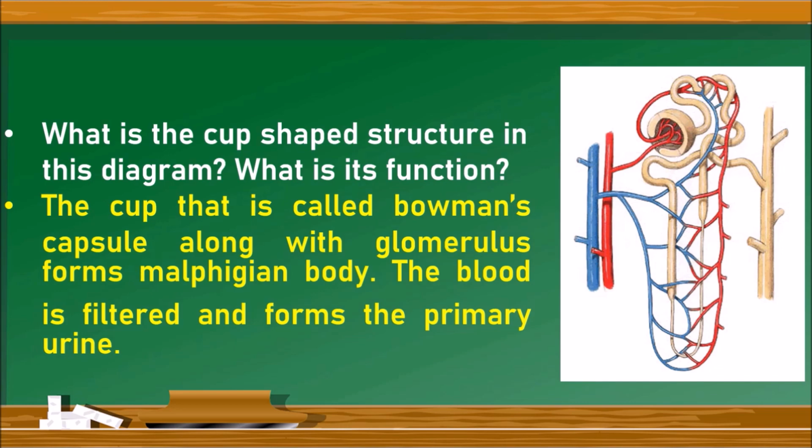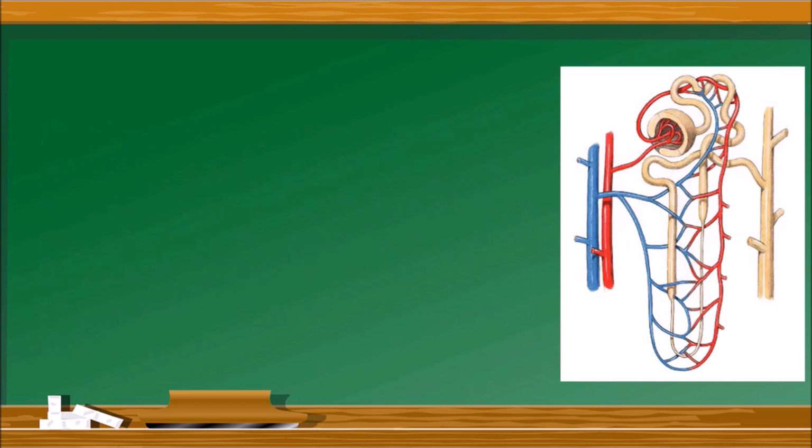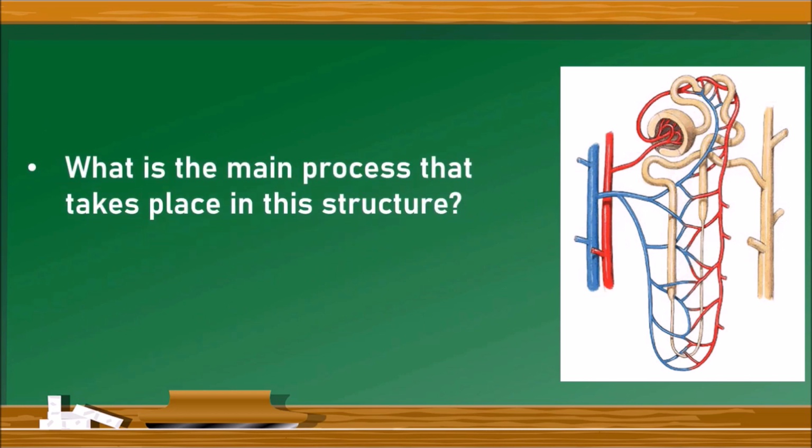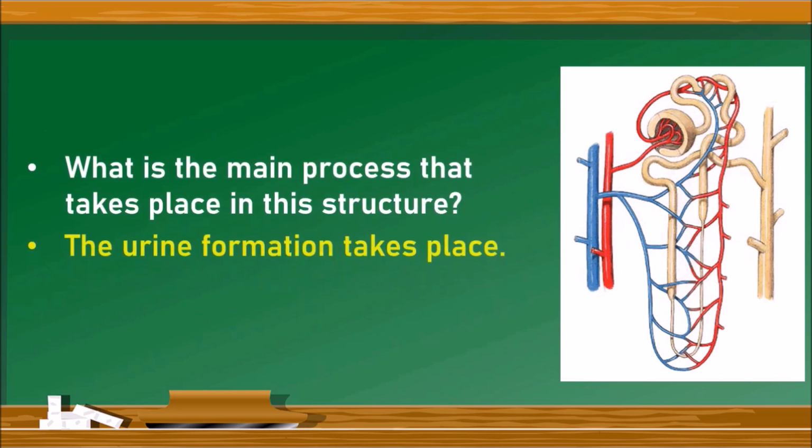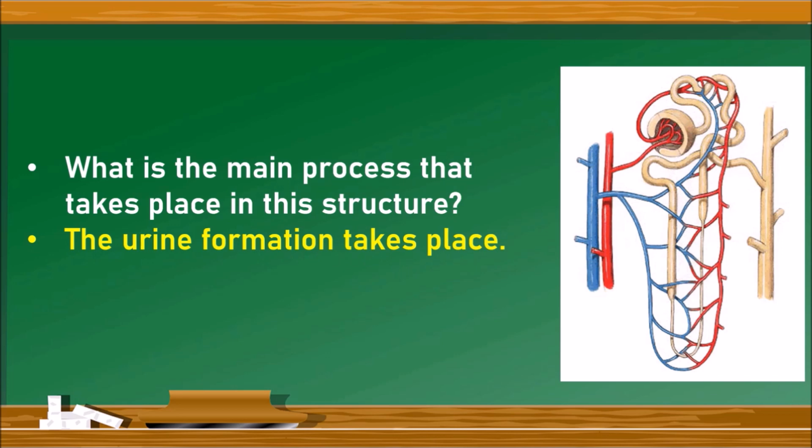Next question. What is the main process that takes place in this structure? The urine formation takes place in this structure. If the question is asked as what is the function that takes place in Bowman's capsule, it is blood filtration to form the primary urine. But if the question is generalized to the whole diagram, what is the main process that takes place in this structure, then you have to write that urine formation takes place in this structure.